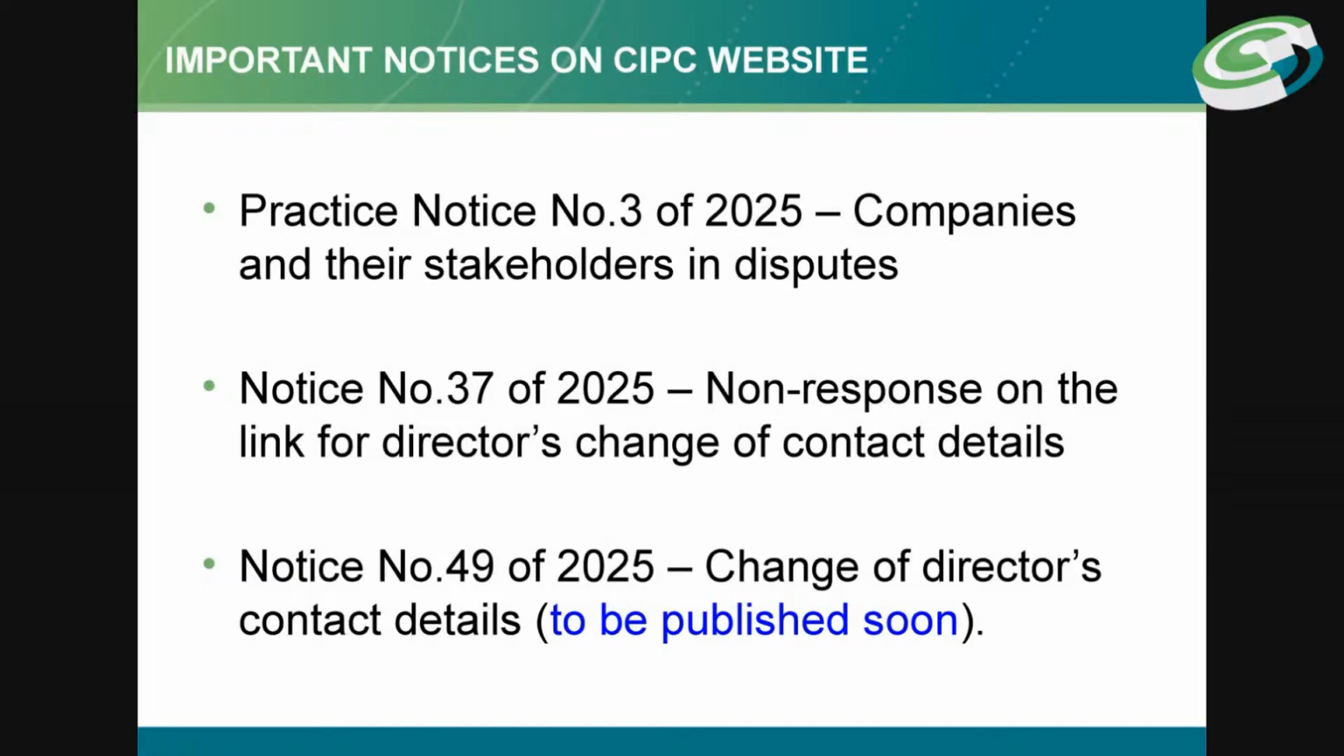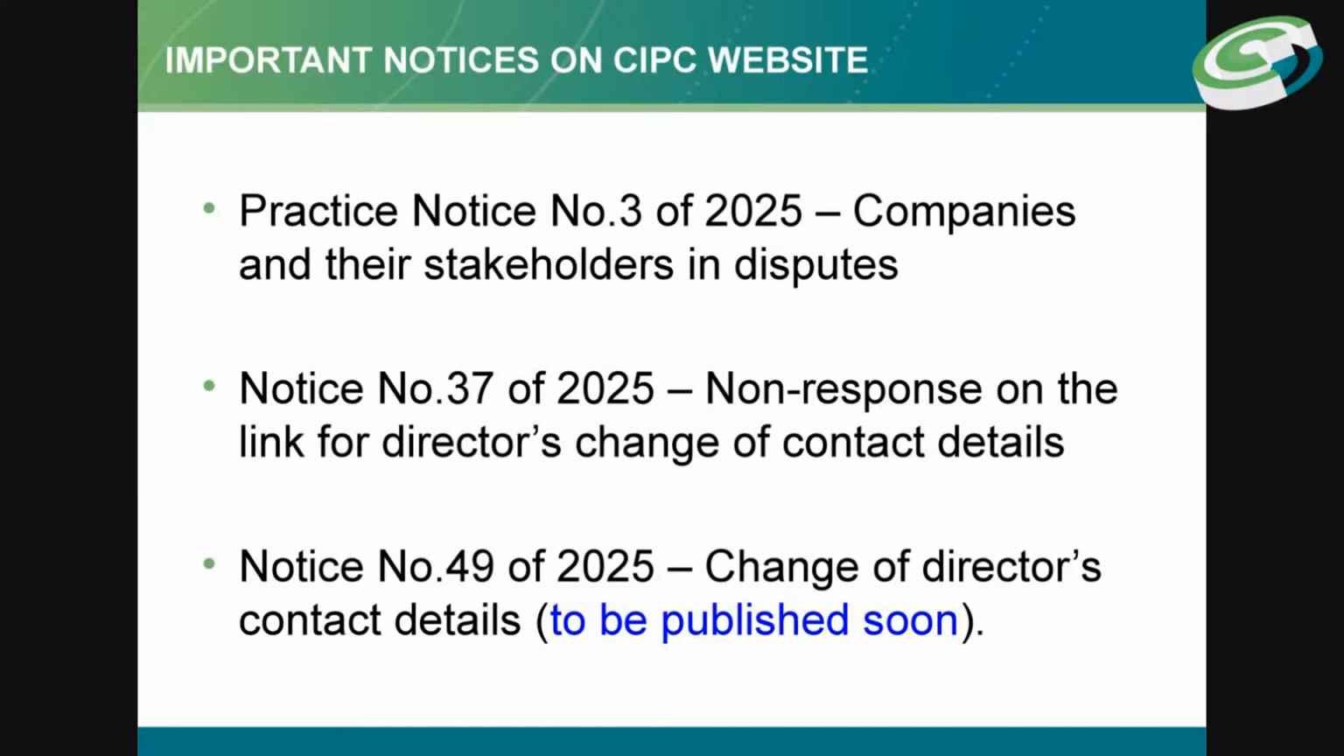We also have notice number 37. The non-response on the link of director's change of contact details is the one that I've already touched on, whereby they give you the process of responding to the link that is sent to the director once a change of contact details has been requested. So the non-response, that is where there is a problem. Once there is a non-response, people end up being resigned from the company without their approval. So if you go through this notice number 37 of 2025, it will tell you exactly what is expected from the directors with regard to the change of contact details.